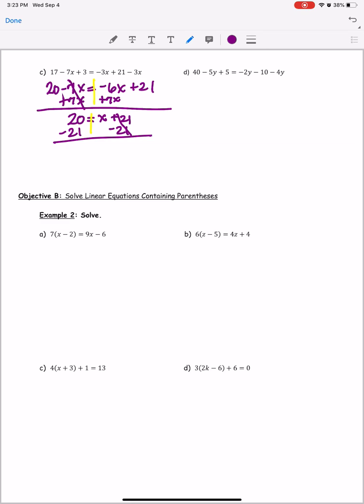So 20 minus 21, different signs. Subtract and keep the sign of the bigger one. We get negative 1. So negative 1 equals x. Okay. So usually I don't like to do that just simply because I always like it to be x equals negative 1 instead. But it really does not matter what that order looks like.